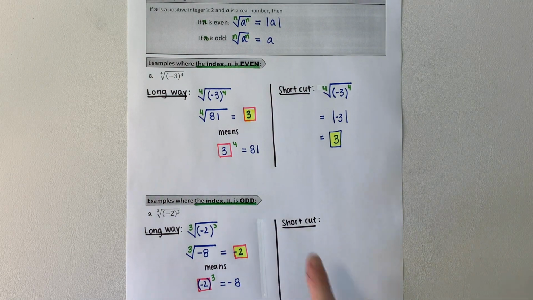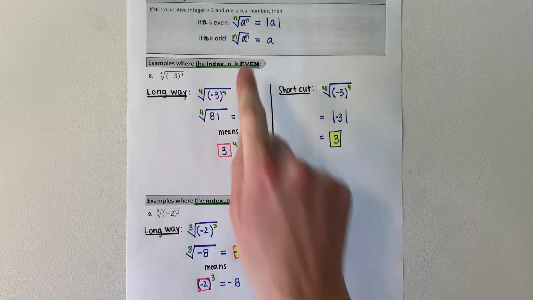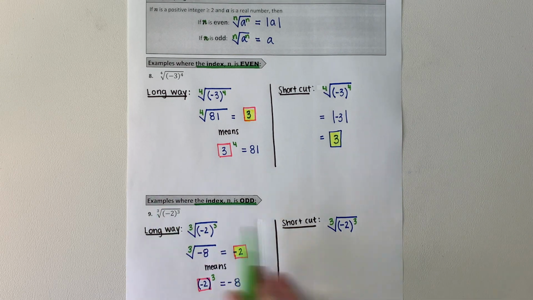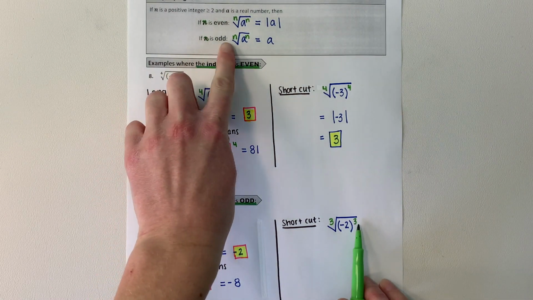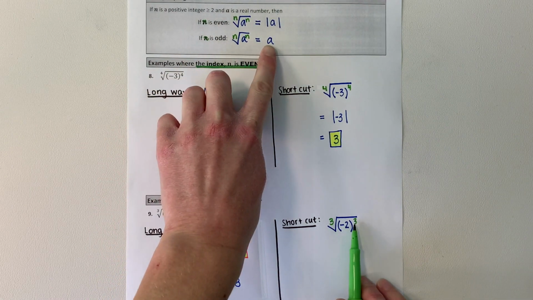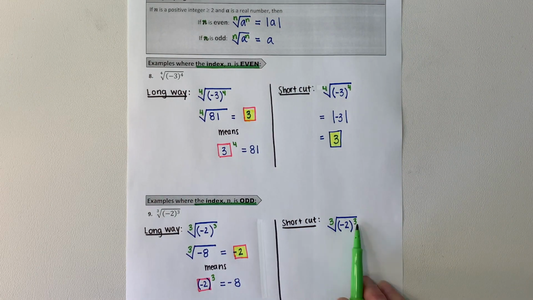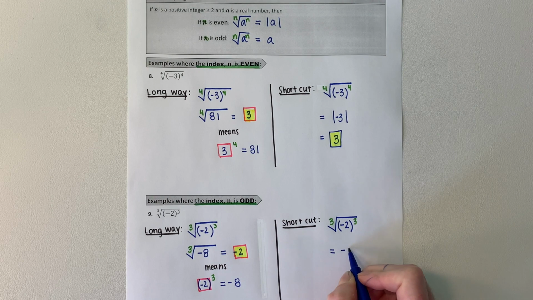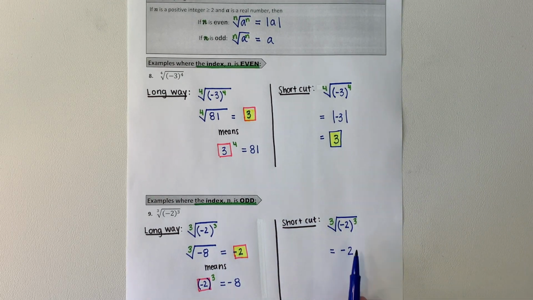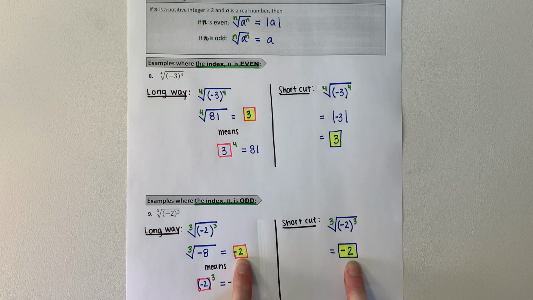Now let's solve this using the shortcut, which involves this rule here. So I've started by copying this original problem over here. Now the shortcut says that when the index matches this exponent, if the index is odd, the answer is just a. So here the index is odd, so our answer is just a, which is negative 2. And when the index is odd, we do not put absolute value bars around our final answer. So our final answer here is negative 2, which is the exact same answer we got using the longer approach.